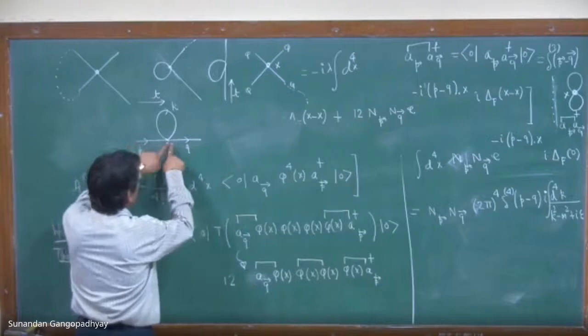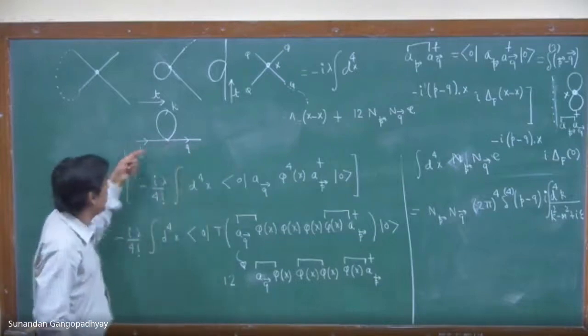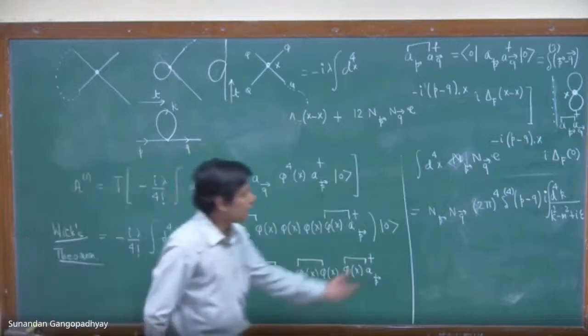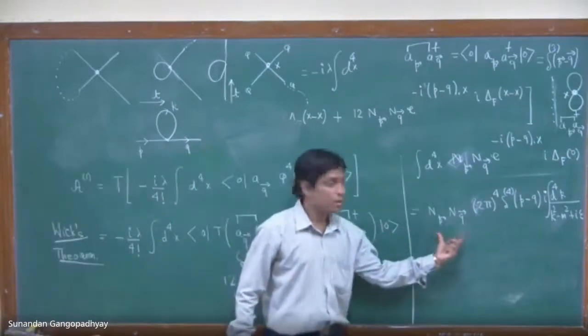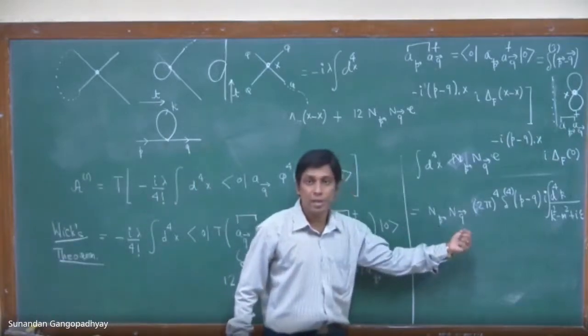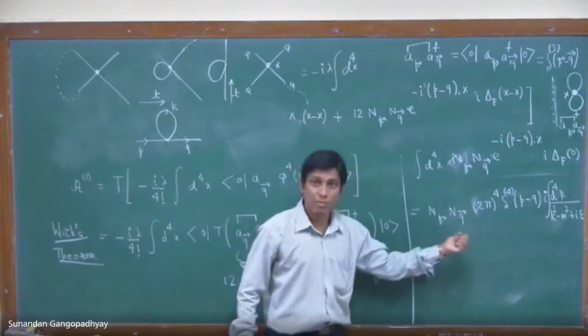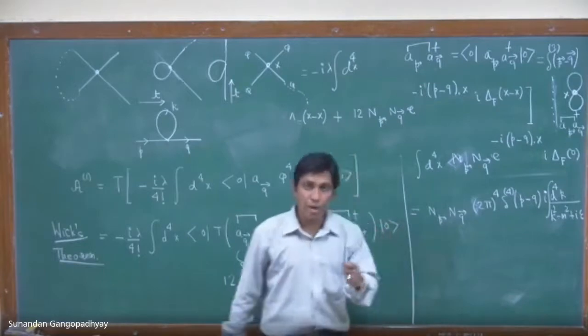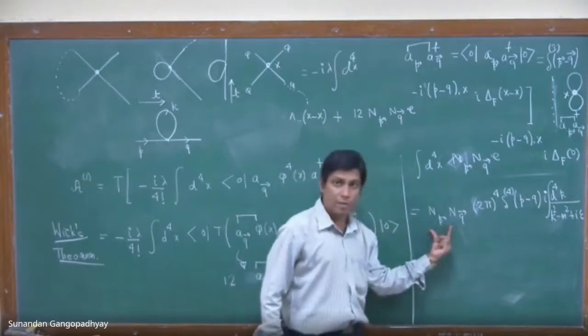This is an external leg, this is an external leg. A particle is coming in and is going out. Two external legs correspond to these factors of NP and NQ. These are the normalization factors that you have for each of the external legs. So whenever you have an external leg, you attach a factor of N.